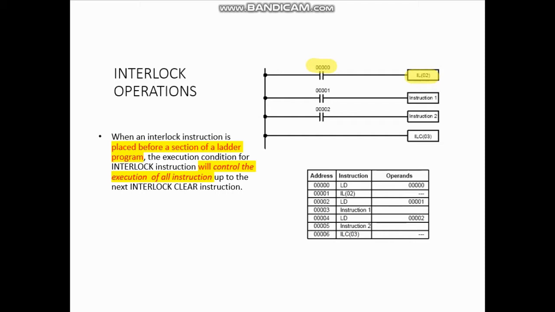If you turn this IL on, then the instructions in between this IL and ILC can be executed as written. If you turn it off, then the instructions will depend on what instructions you have. Like I said in the table before, whatever output you have will turn off.